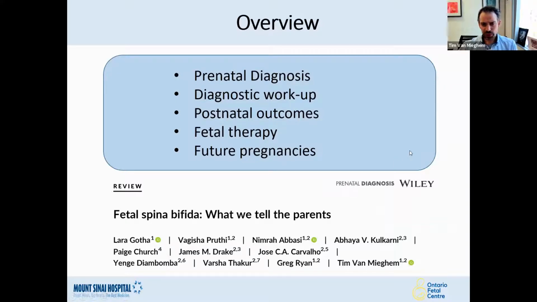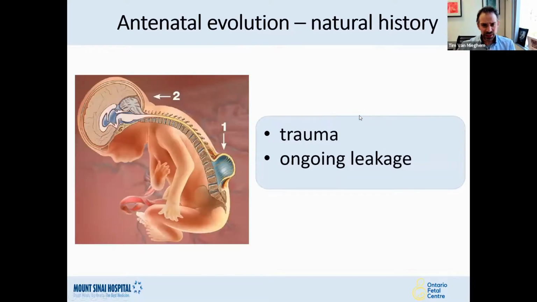Good. So now we've looked at prenatal diagnosis, we've done the workup, and we've ruled out other associated genetic abnormalities or structural abnormalities, and we know a little bit about the level. How do we truly counsel these patients? What do we tell them in terms of prognosis? And to do so, we really take them a little bit back to the pathophysiology of spina bifida.